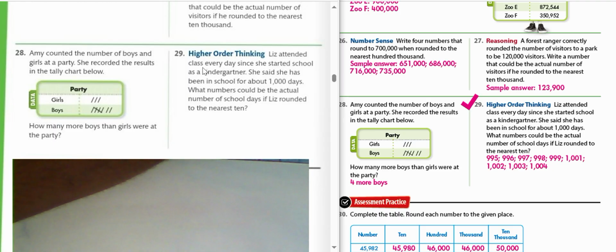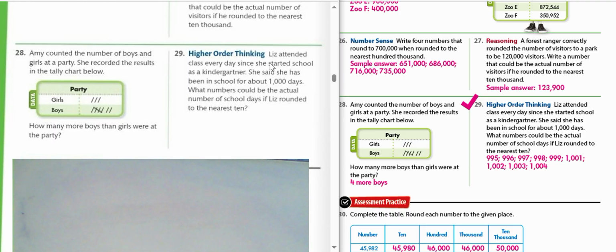And question number 29, higher order thinking. Liz attended class every day. Then she started school in kindergarten. She said she has been in school for about 1,000 days. What could be the actual number of school days if Liz rounded to the nearest 10? If you approximate a number to the nearest 10 and get 1,000, you must write the number like this. Look at here, we can write the answer.